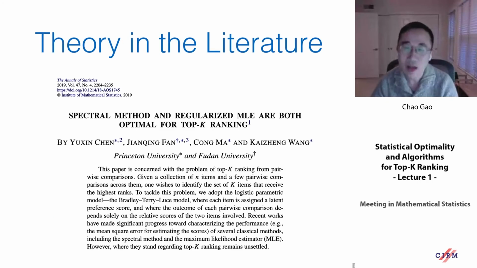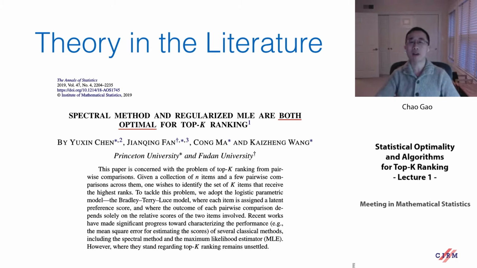Now let me tell you about the literature in this area. There are lots of papers written in this area that discuss the optimal algorithms in top K ranking. Most of the papers are written in the setting of the BTL model. To the best of my knowledge, the state-of-the-art result is given by this paper by the Princeton group. It appeared last year, 2019, in the Annals of Statistics, by Yuxin Chen, Jianqing Fan, and their co-authors. As the title of the paper suggests, what they are able to show is that both the spectral method and the maximum likelihood estimator are optimal. This result was unknown before the paper.